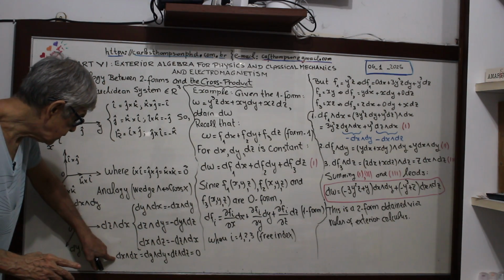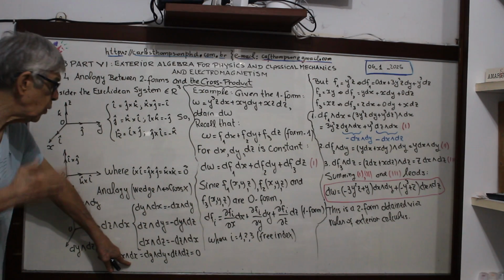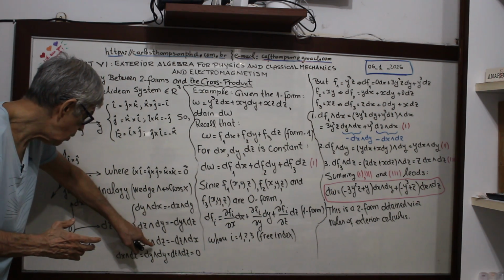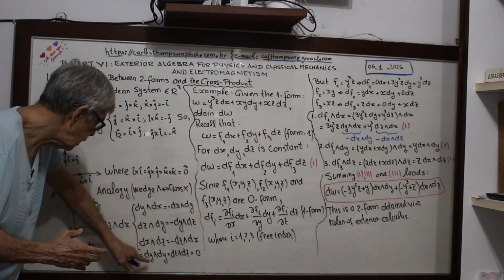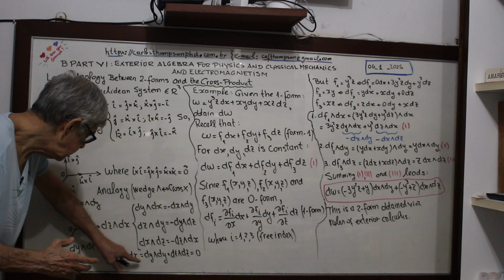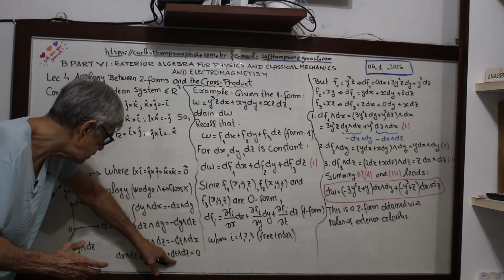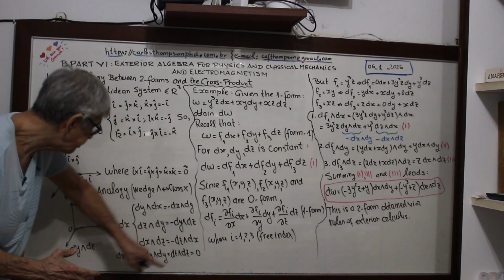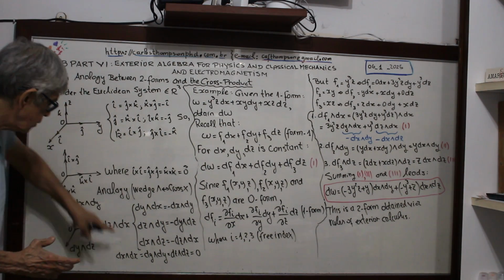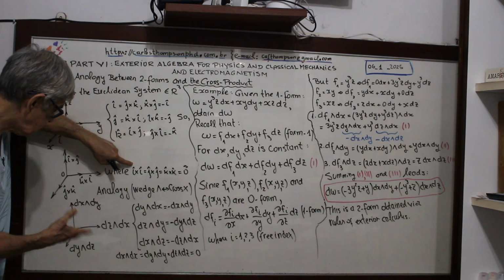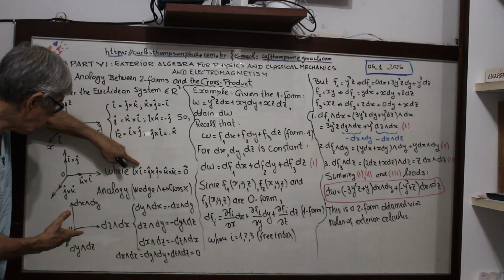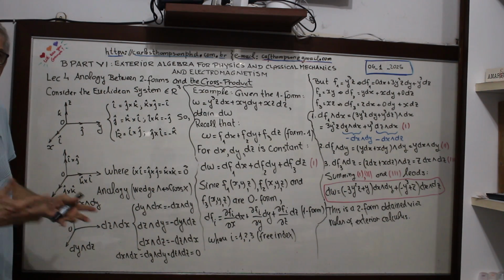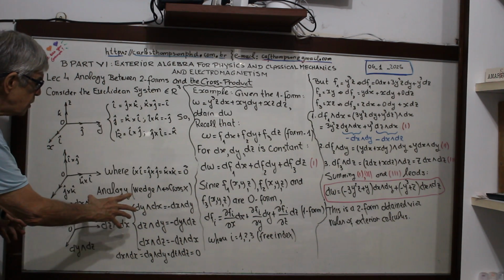Now, dx wedge dx will be 0. Why? Because i cross i is 0. Likewise, dy wedge dy is equal to 0, and dz wedge dz is equal to 0. So this is the wedge. The analogy between this one and this one is straightforward: you just substitute i by dx. dx wedge dx is equal to 0 since they are skew symmetric. Now, you see this analogy?